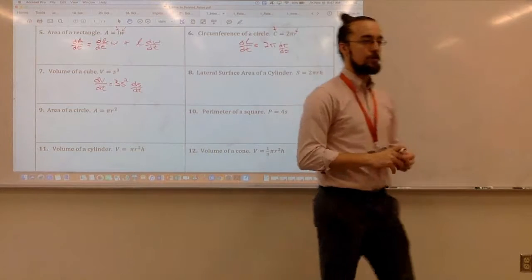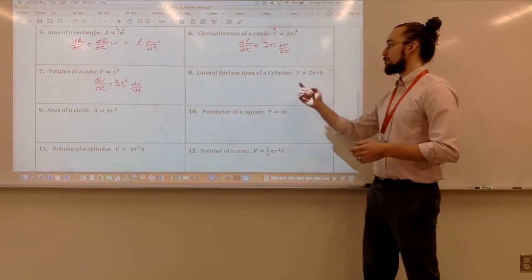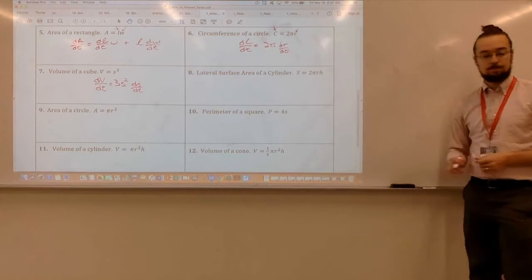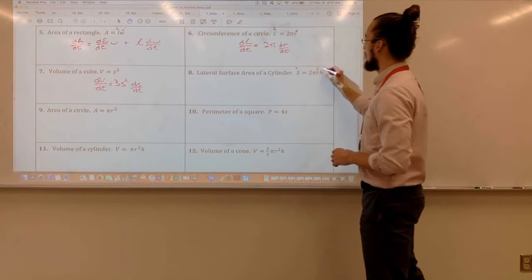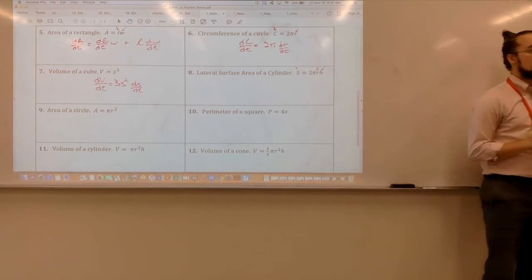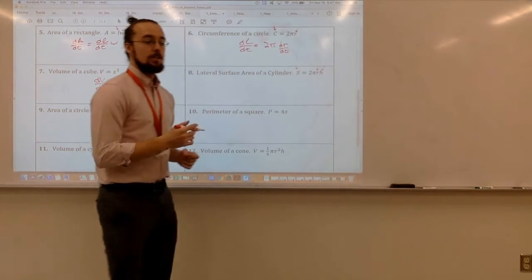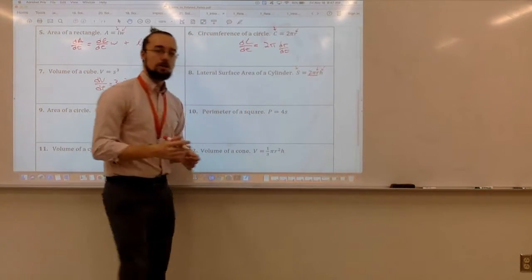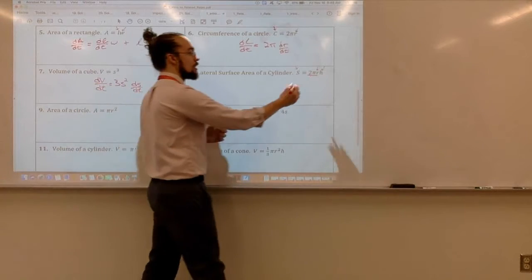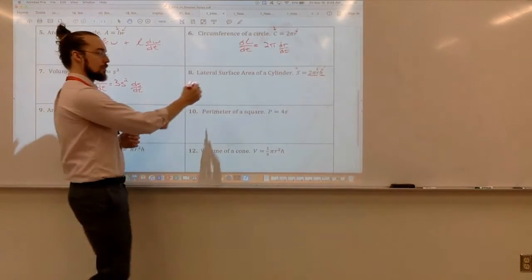How about surface area of a cylinder? How many different variables do I have here? 3, right? We've got S, R, and H. So we're going to have to do the product rule for the right side here. So we can think about 2 pi r as one function, and then we can think about H as my other function over here. So what's that going to look like?